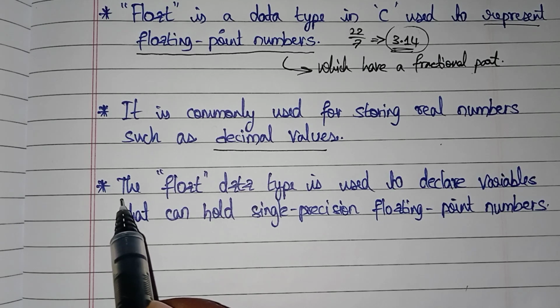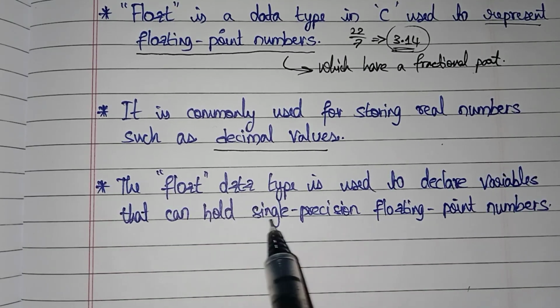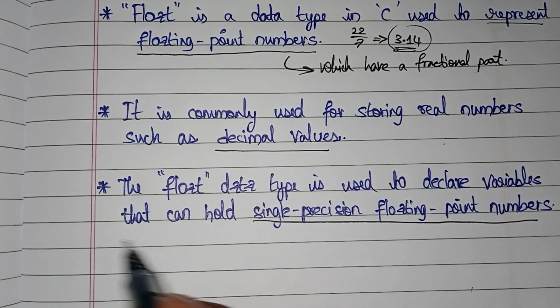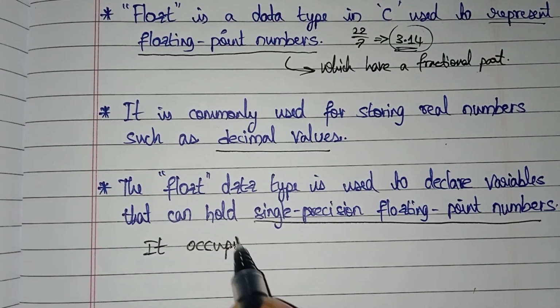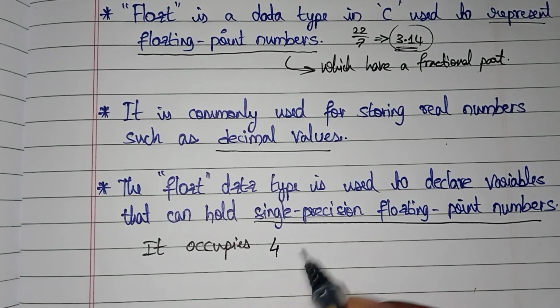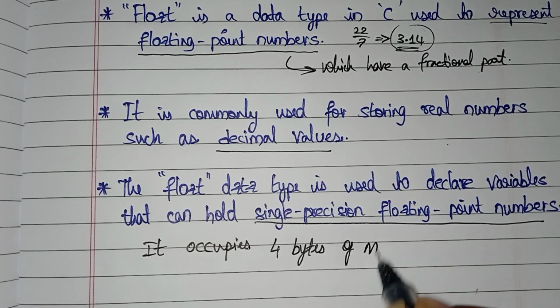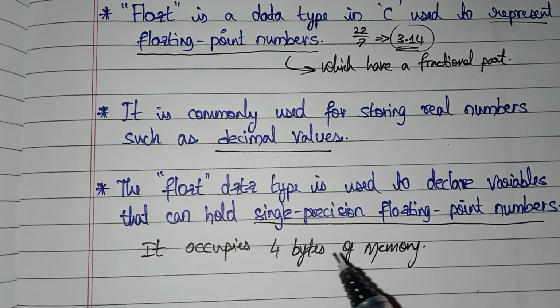Okay, so the float data type is used to declare variables that can hold single precision floating point numbers. So in float data type, a single precision floating point number can be held, and the float occupies 4 bytes of memory. Okay, so it occupies 4 bytes of memory.